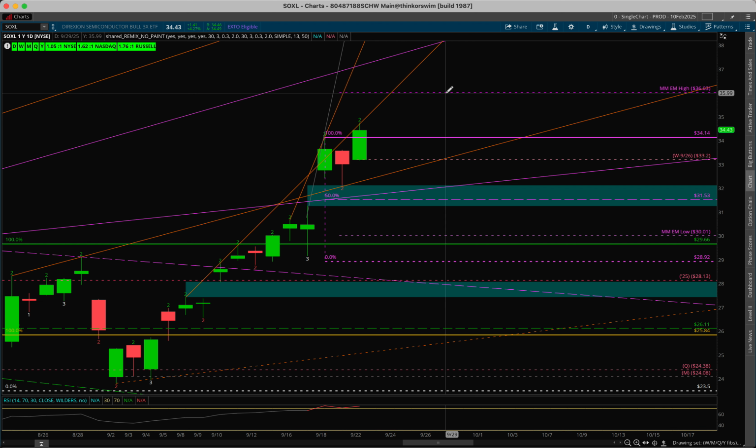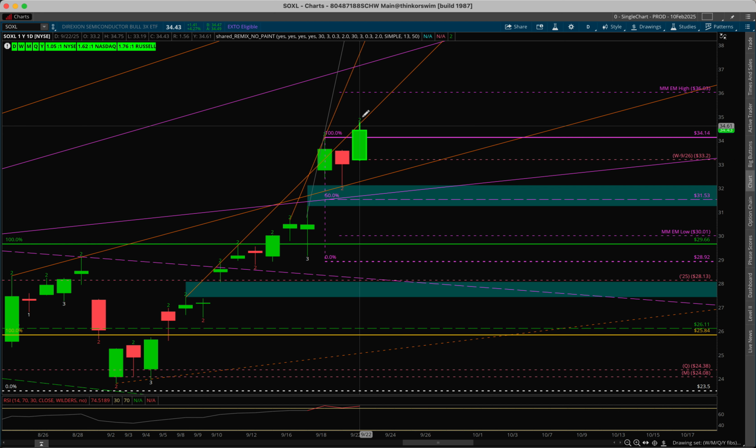If you're not familiar with this level or the market maker's expected move, make sure you check out our weekend video where we go into a little bit more detail and where we get that number and how we put it on the chart. But we've got the expected move high for the week of 36.03, expected move low of 30.01. Again, 30.01 is not in play right now. We're not pushing to the downside. And we would have to contend with last week's 50% before we even get to that level.